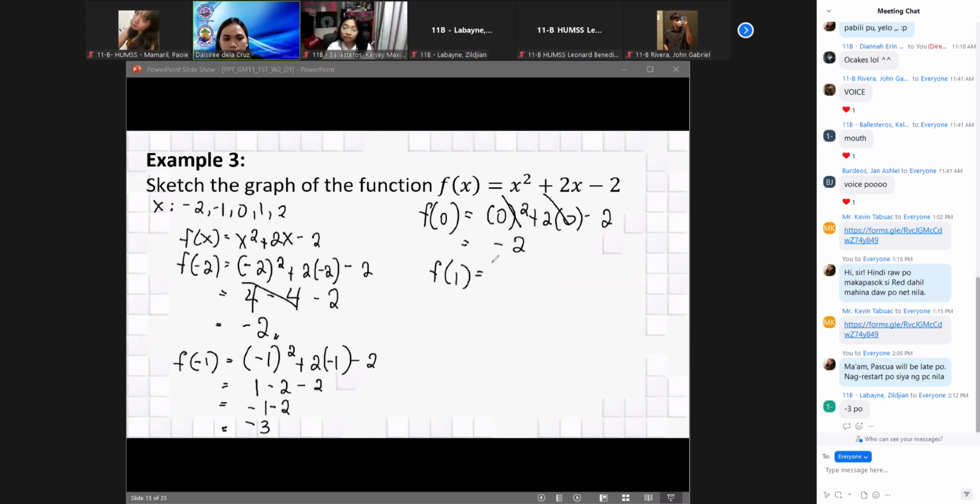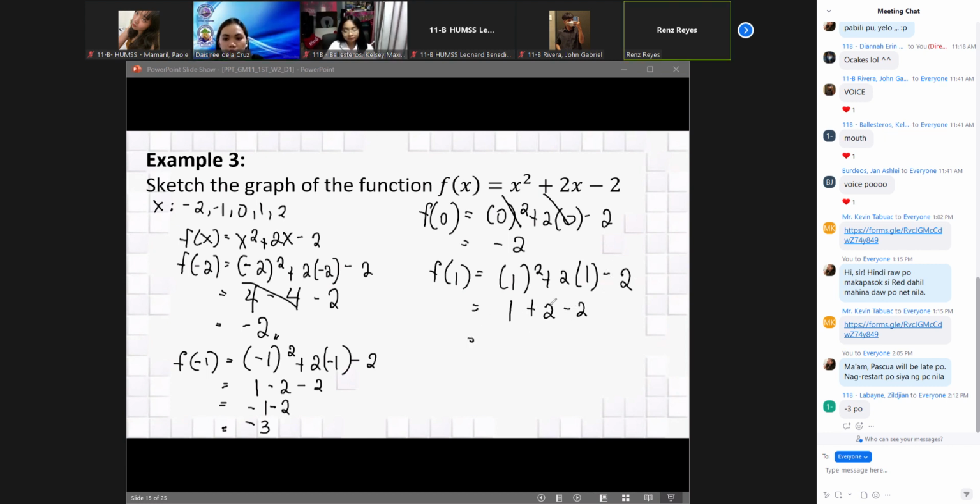So, f of 1 is equals to 1 squared plus 2 times 1 minus 2. Then, simplify. 1 squared, 1. 2 times 1, 2. Minus 2. Bring down lang natin si 2. And then, 1 plus 2, 3. 3 minus 2, 1. Okay? Next, proceed naman tayo dun sa last na input, which is yung positive 2.